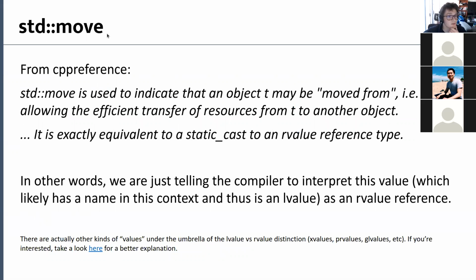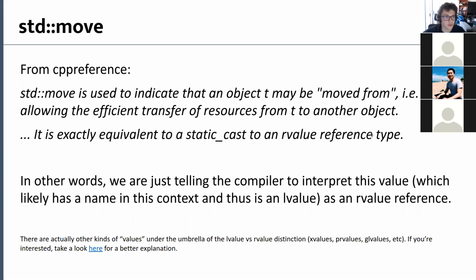Okay, so now we have, I think, what Thomas was asking about earlier, but std::move is a function that allows you to tell the compiler that, hey, the object that I'm referring to is actually an R value. So from cppreference, this is exactly what cppreference says: std::move is used to indicate that an object T may be moved from, i.e. allowing the efficient transfer of resources from T to another object. It is exactly equivalent to a static cast to an R value reference type. So in other words, we're just telling the compiler to interpret this value, which likely has a name in this context, and thus is an L value, as an R value reference.